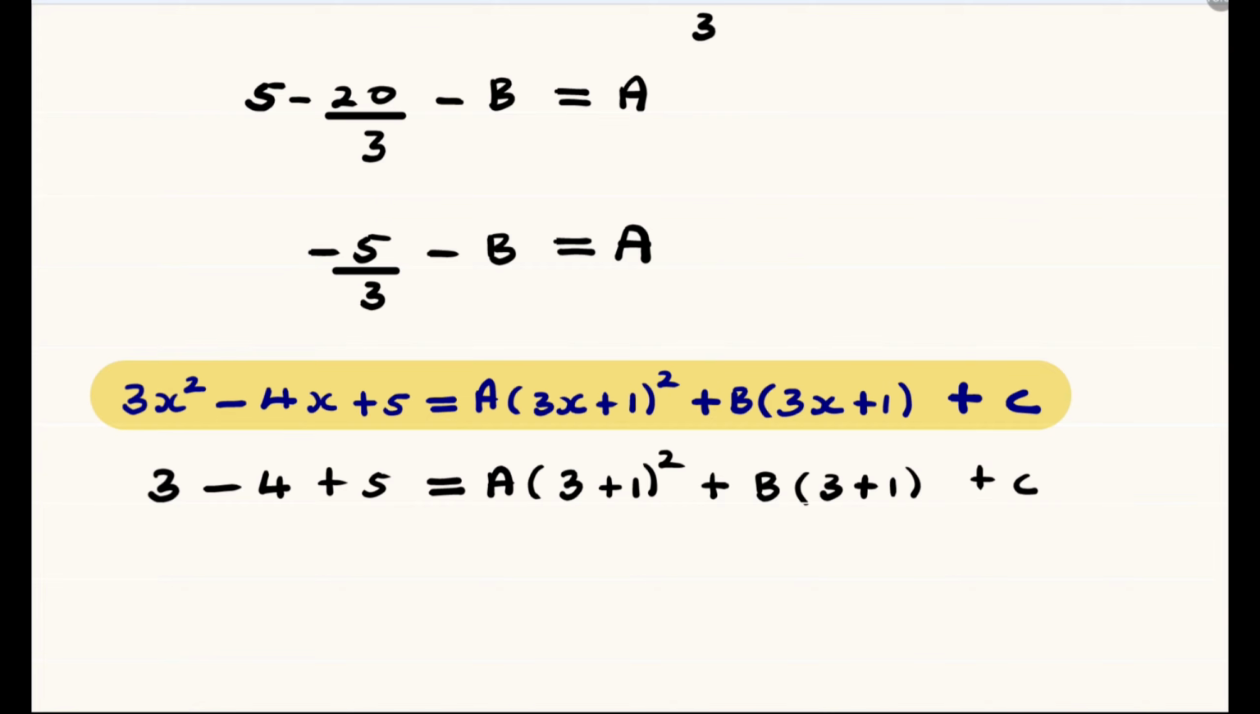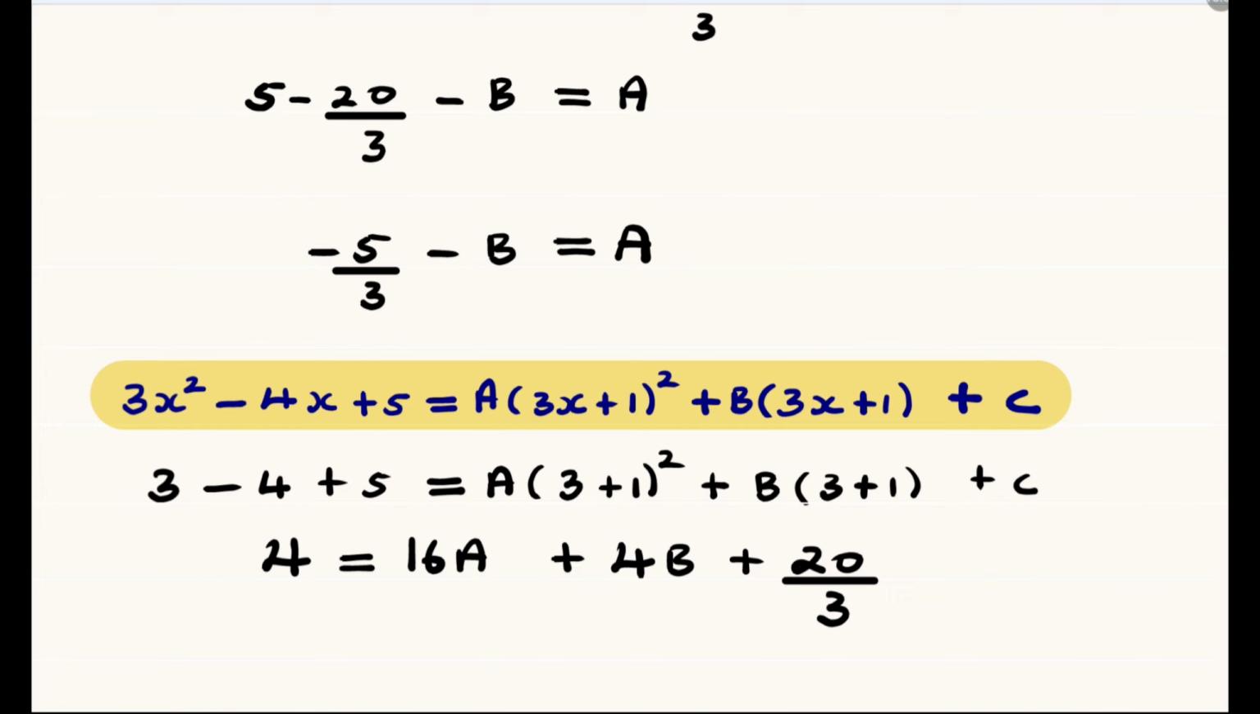So 3 minus 4 plus 5 on the left hand side will be equal to 4, which will be equal to, so 3 plus 1 squared will be 16. So we have 16 multiplied by a plus 4 multiplied by b. And our c was equal to 20 divided by 3. So let's substitute the 20 divided by 3 for c.